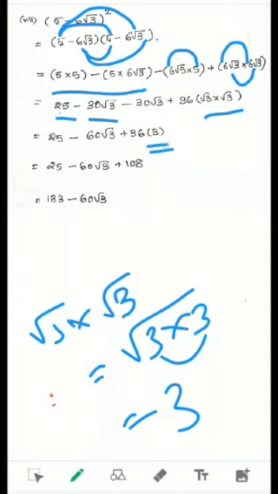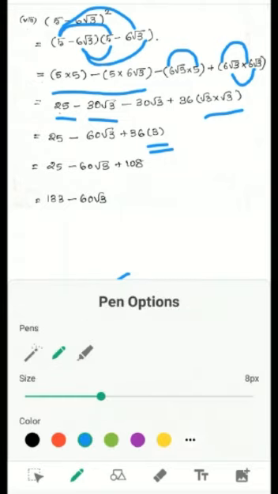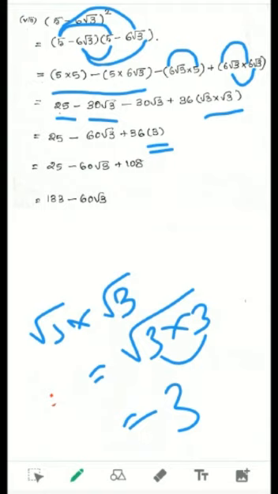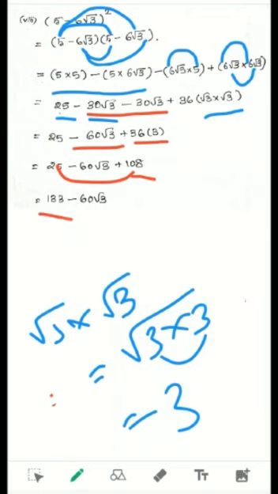Okay, so next step, it's 25 minus, then we want to add these two numbers. 30 root 3 minus 30 root 3, both are negative. Both are negative means we want to add. So minus 30 minus 30, it is minus 60 root 3 plus 36 into 3. So 25 minus 60 root 3, 36 into 3, if you are multiplying you will get the answer, it is 108. Then add these two numbers, 25 plus 108, it is 133, and simply you can write minus 60 root 3. So this is the answer.